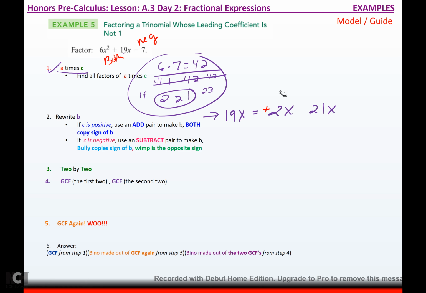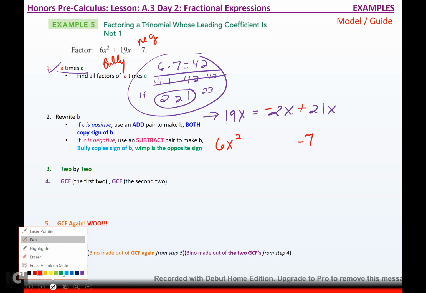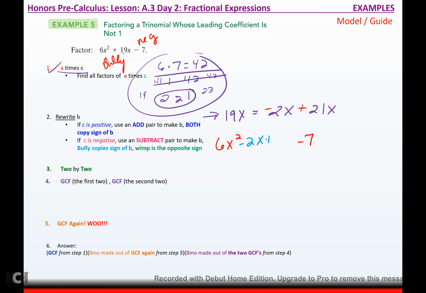Oh, Tamsin, I'm so sorry. That didn't make any sense. C is negative, so only the bully, my bad, only the bully gets the positive. So 21 will be the bully. He's positive. 2 is negative. So I'm going to rewrite my function. I have 6x squared and a minus 7 on the end. And I'm going to rewrite 19x as negative 2x plus 21x.